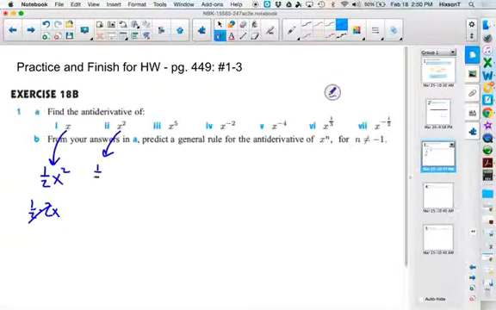1/3 x to the third. Yeah. Okay, if you take the derivative, it's 1/3 times 3x squared. The 3's are gone and you got your x squared. All right? How about x to the 5th? 1/6 x to the 6th. Will that always work, that rule?